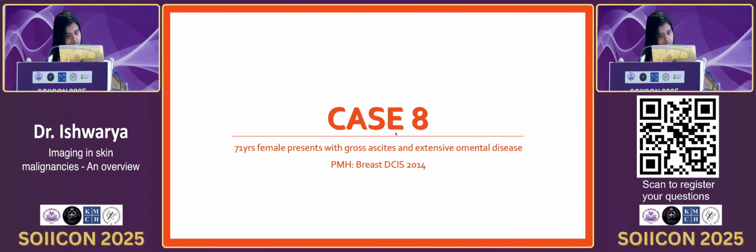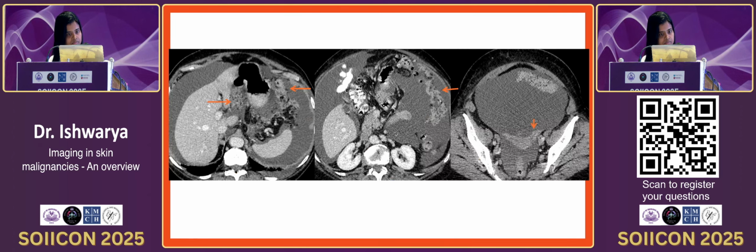And this is a different case compared to the previous one, where this is a 70-year-old female who presents with gross ascites and extensive omental disease. The patient has a previous history of breast DCIS in 2014. So that's the CT, which shows the omental cake and the peritoneal disease in the gastrohepatic ligament.